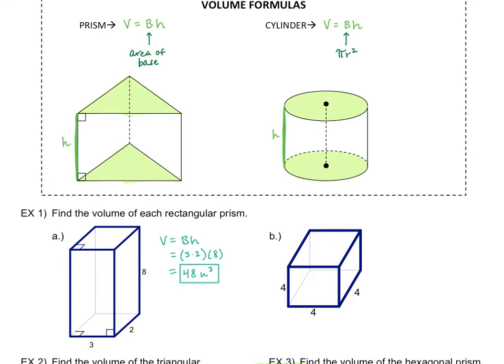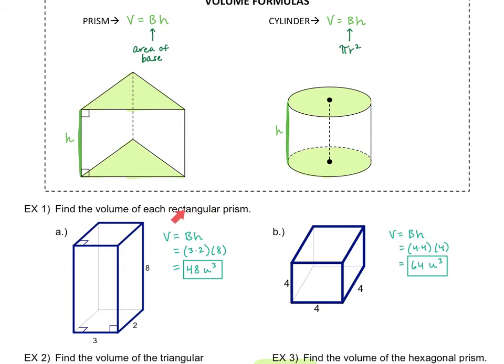Now, I want you to try part B. Pause the video here, see if you can answer it, and then check with me afterwards. All right, let's go ahead and check answers. So our volume should have been 64 units cubed because essentially we're multiplying the area of the base, 4 times 4, times our height of 4 right here. So volume, if we're starting off with this, is actually not too complicated. Fortunately, if we have our rectangular prism.